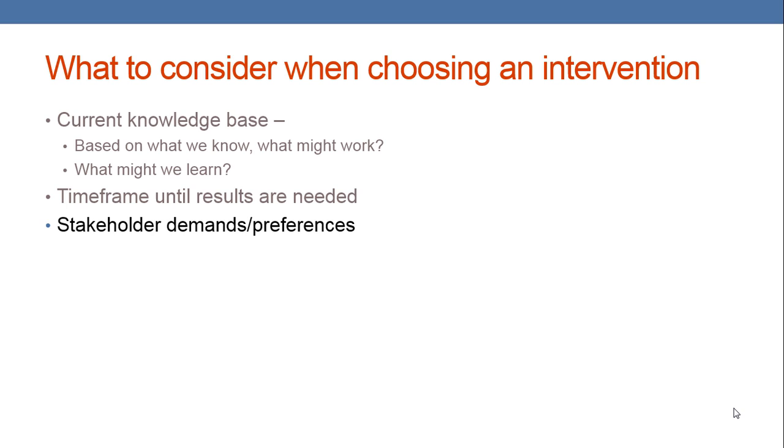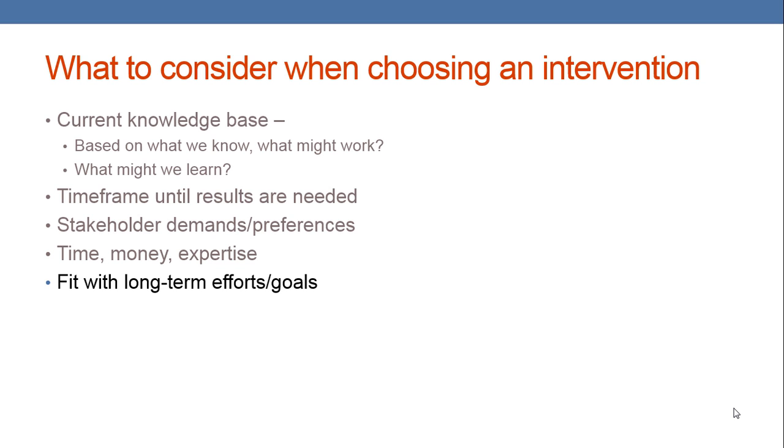We also need to think about what stakeholders want and what demands they make on us and what they want out of the intervention. And then, of course, we need to think about what resources we have available to us in the real world, dealing with the reality of constraints that we're always under. And as I mentioned before, we should think about every intervention in the context of long-term efforts and goals, not just what we want right now, but understanding that every intervention is probably part of a bigger effort down the road, and we want to make sure that whatever we build today, we can build on for longer-term outcomes.